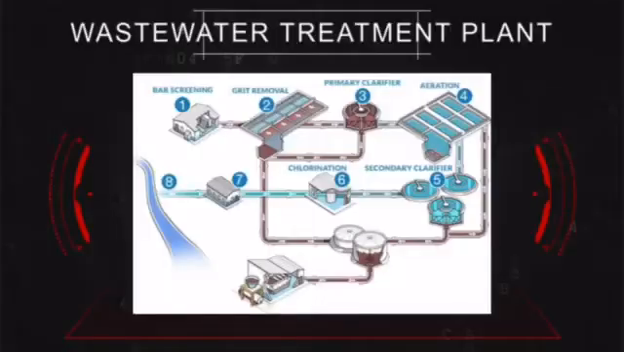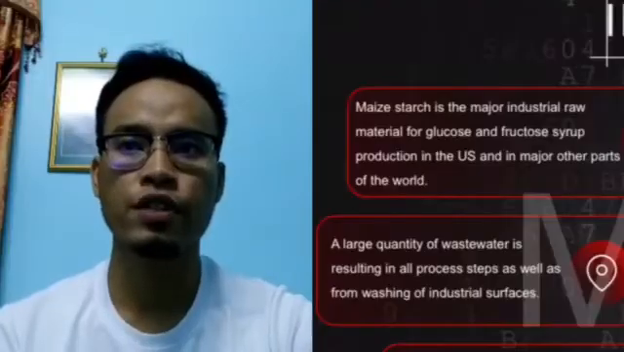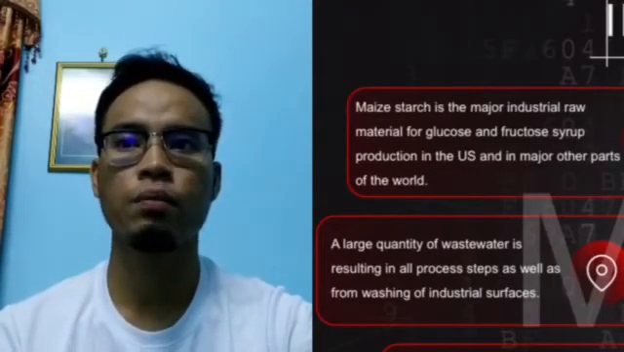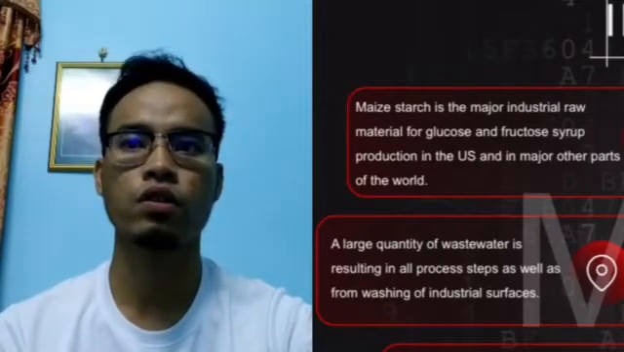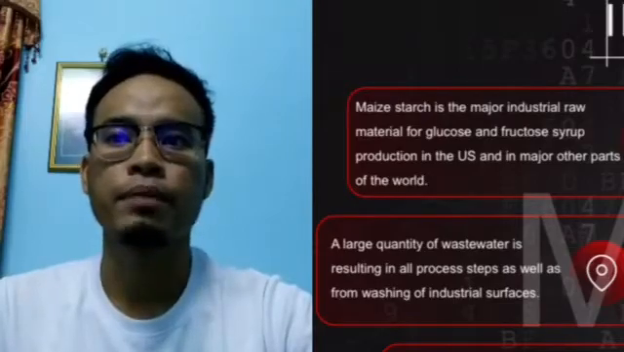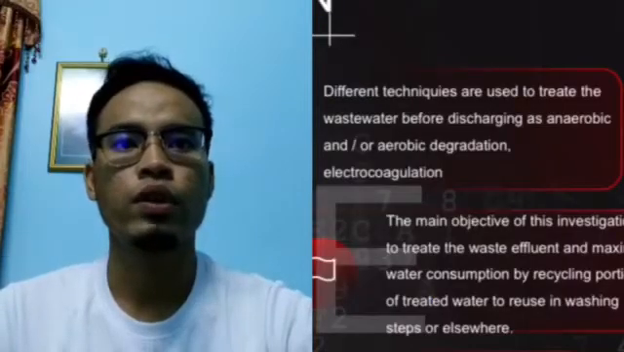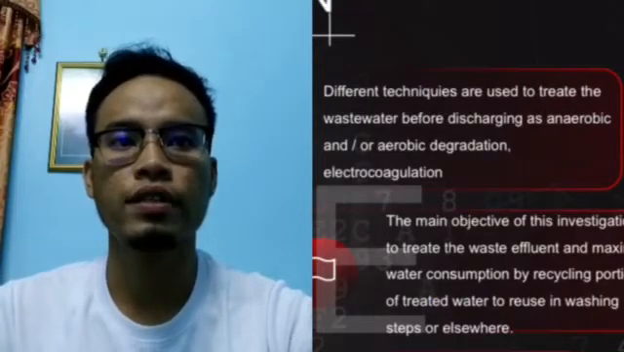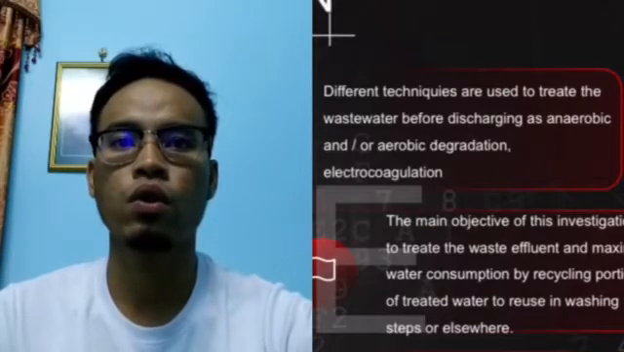First, the topic for this project is wastewater treatment plant for maize or corn farm. For the introduction, maize starch is the major industrial raw material for glucose and fructose syrup production in the US and in many other parts of the world. Different techniques are used to treat the wastewater before discharging, such as anaerobic or aerobic degradation or electrocoagulation.